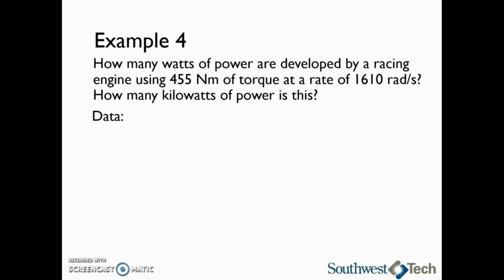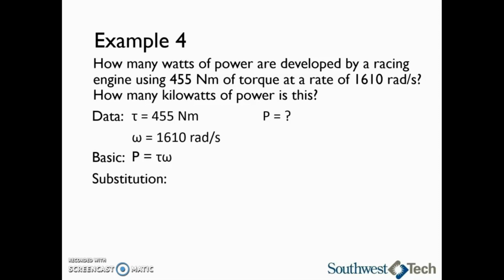First, we will write down all of the information we were given. The torque tau is 455 Newton meters. The angular velocity omega is 1,610 radians per second, and we are trying to calculate the power P. The basic equation is that power is equal to the torque times the angular velocity. Since this is already written in terms of P, this is also our working equation.